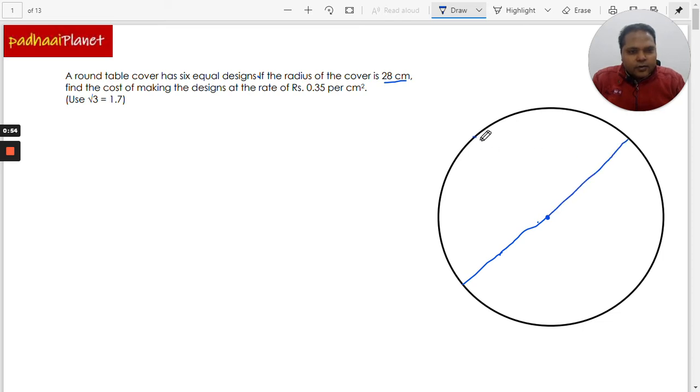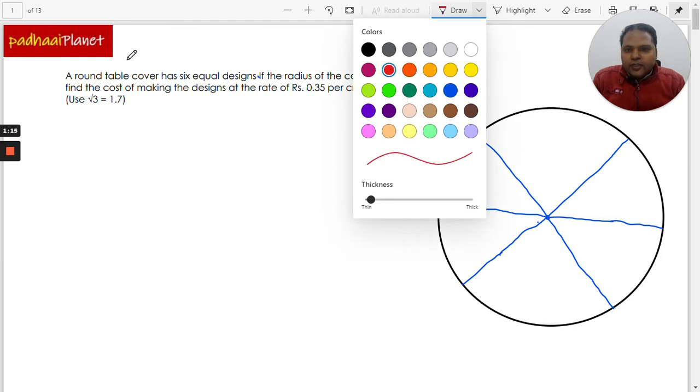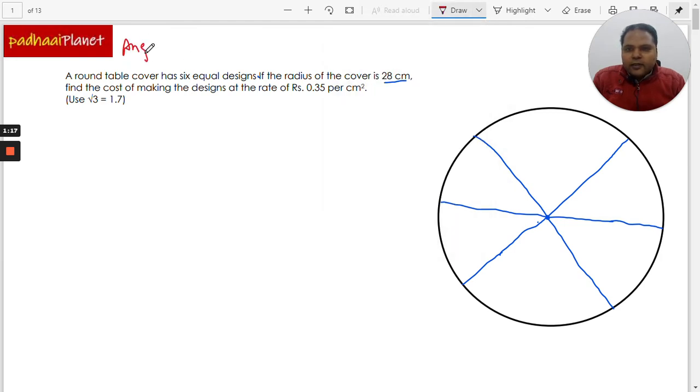Right, so these are the 4 parts, and let's draw one more line. So this is going to be the 6 equal parts. Right now, since we are having the 6 equal parts, that means the angle of each sector, which is basically theta, will be equal to 1 over 6 multiplied by 360 degrees.